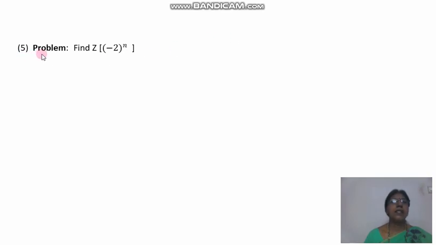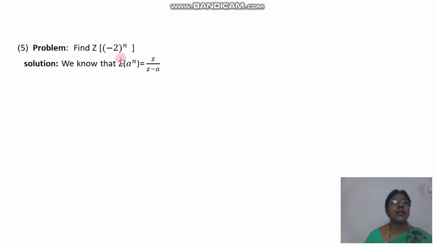Okay, now we see the next problem. Find Z transform of (-2)^n. Now you apply fundamental formulas for some problems. We know that Z transform of a^n is z by z minus a. What is here? Only n is variable; all remaining terms are treated as constants.